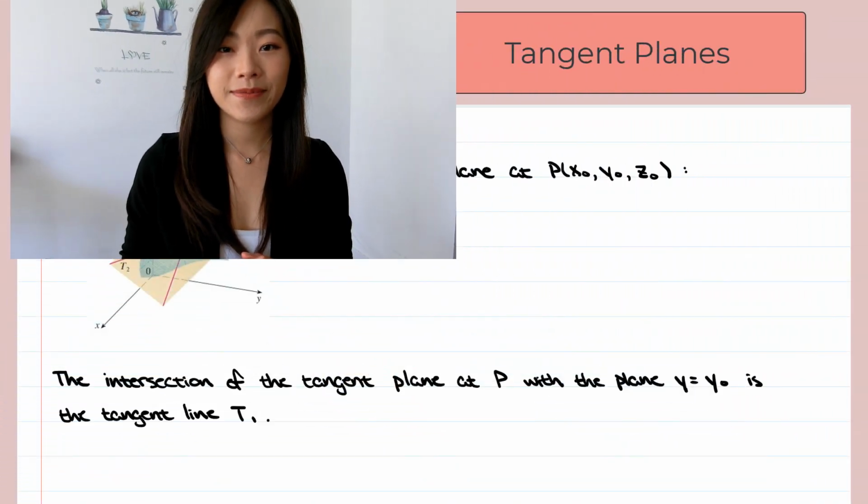And if we enlarge the surface at a specific point, we can see that the surface will resemble a plane. And we'll call that the tangent plane. In this lecture, we are going to find the equation of the tangent plane for a function of two variables.